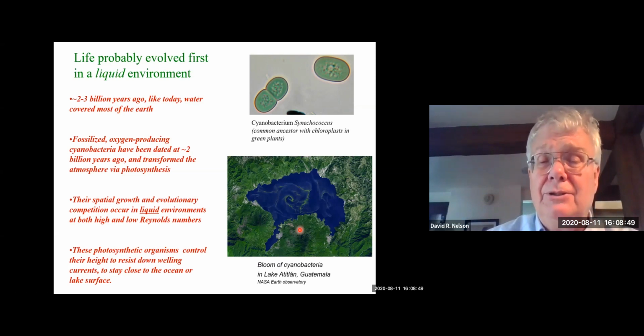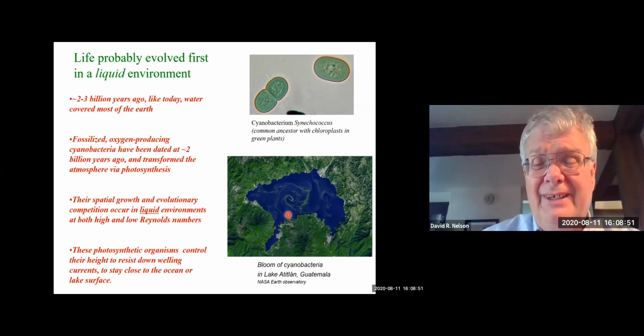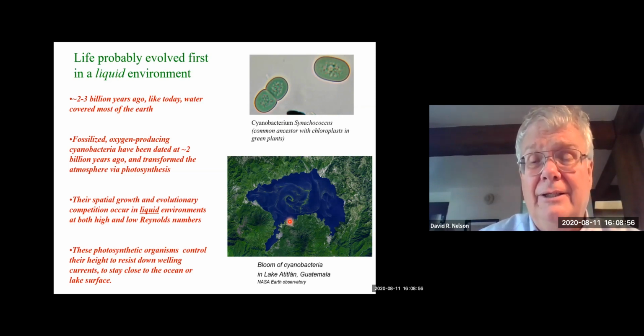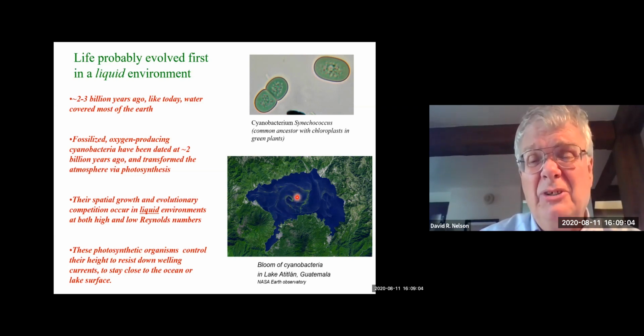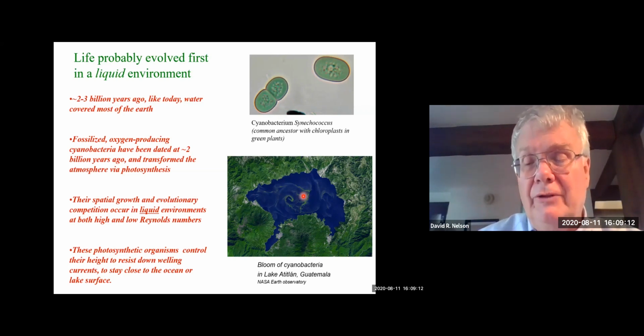Here's a picture of a bloom of cyanobacteria over a lake in Guatemala. Notice these are striated. They're not mixed to uniformity, at least not at this moment. And I'll try to argue that there are good reasons why they never get mixed to uniformity. It doesn't actually behave like cream in your coffee, for example.